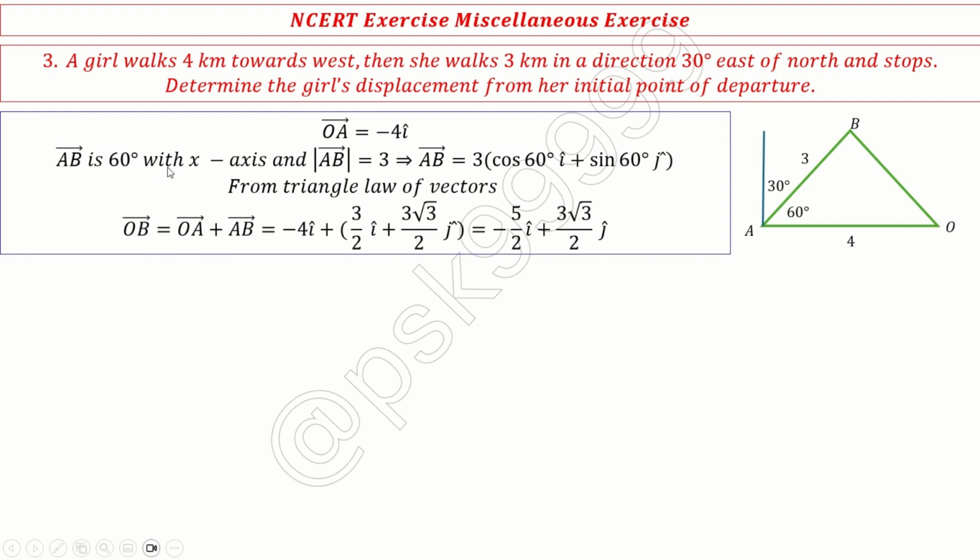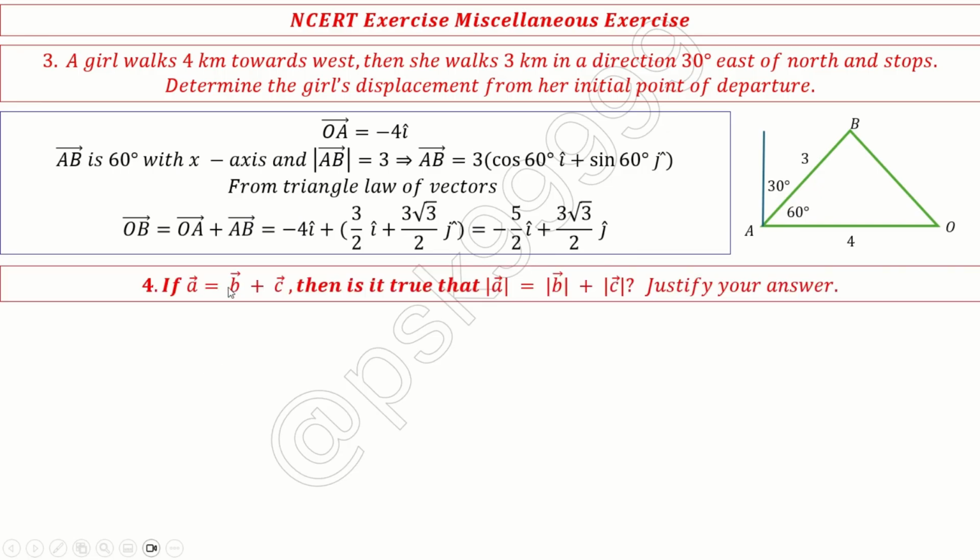Okay. So AB is 60 degrees with the x-axis. So AB bar equal to 3 times (cos 60 i plus sin 60 j), just like before, the same way I'm using now. Okay, from the triangle law of vectors, OB bar equal to OA bar plus AB bar. Here you can see OA is minus 4i, because from the origin it is starting in the west direction, the negative side. So minus 4i plus this value, which is equal to minus 5 by 2 i plus 3 root 3 by 2 j. This is the answer. Okay. So the diagram is very important, and identifying the angles is important. Okay. Where the angles are, that is very important.